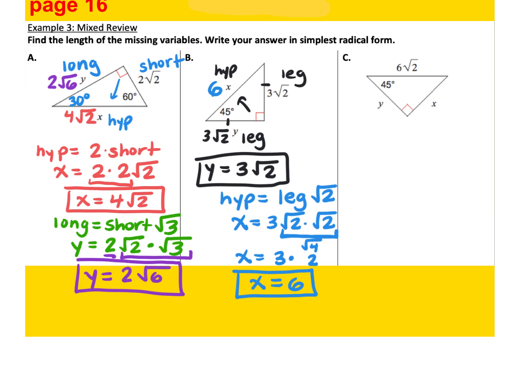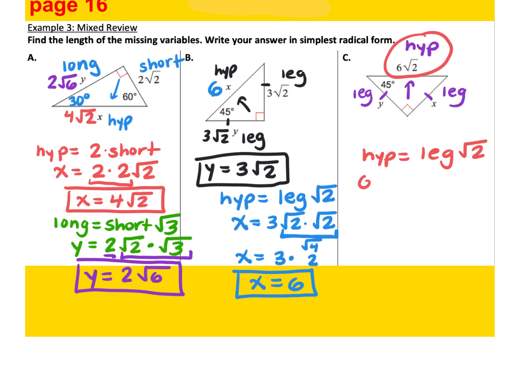Moving over to triangle C, we have another 45, 45, 90. This time, the hypotenuse is 6 root 2, and we don't know the legs, but we do know that they're going to be the same. So since I know the hypotenuse, I have to use the formula for the hypotenuse, which is the leg times root 2. Well, here, the 6 root 2, the hypotenuse, will be the leg.